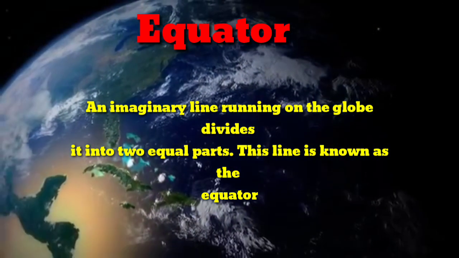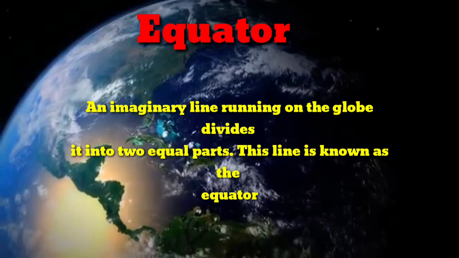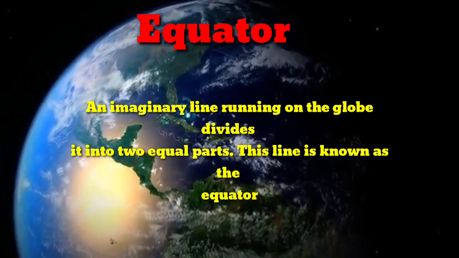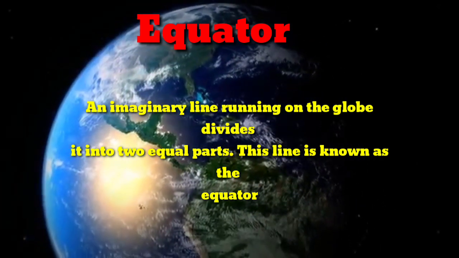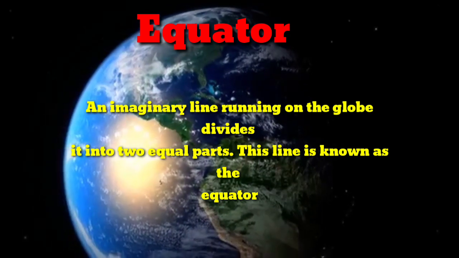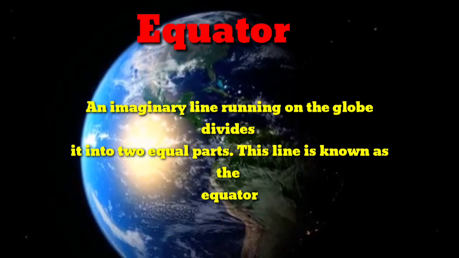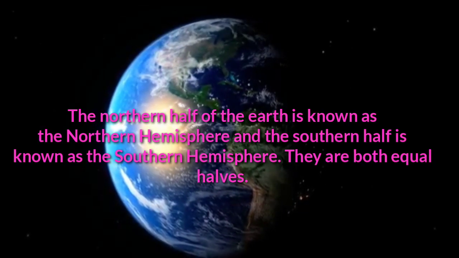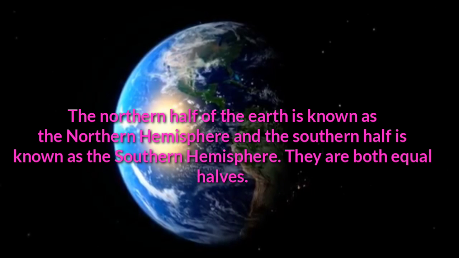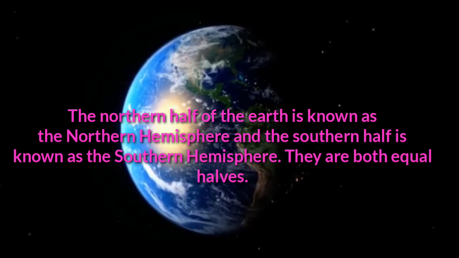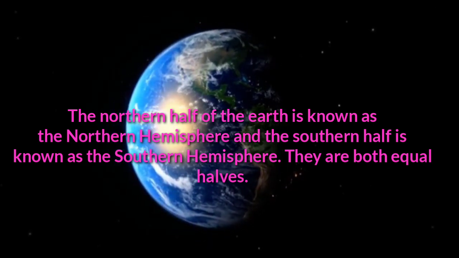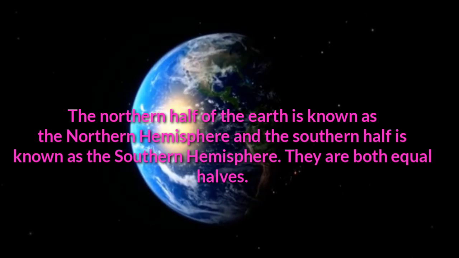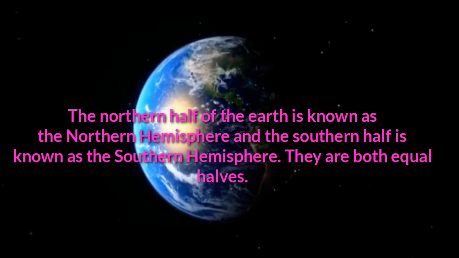What is the equator? An imaginary line running on the globe divides it into 2 equal parts. This line is known as the equator. The northern half of the earth is known as the northern hemisphere and the southern half is known as the southern hemisphere. They are both equal halves.